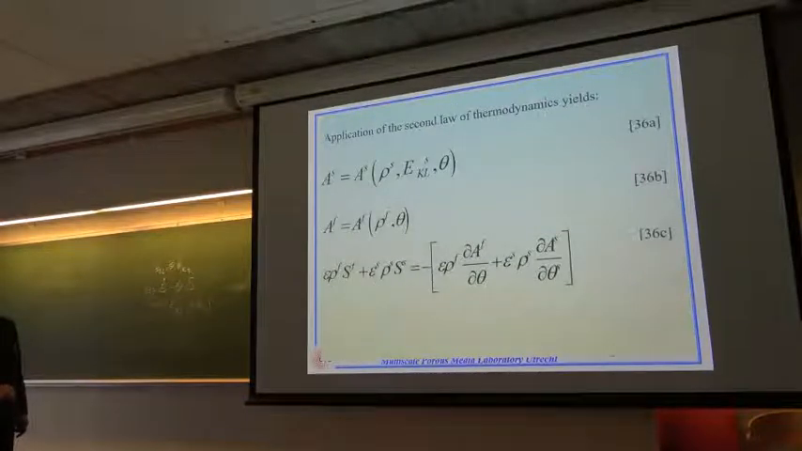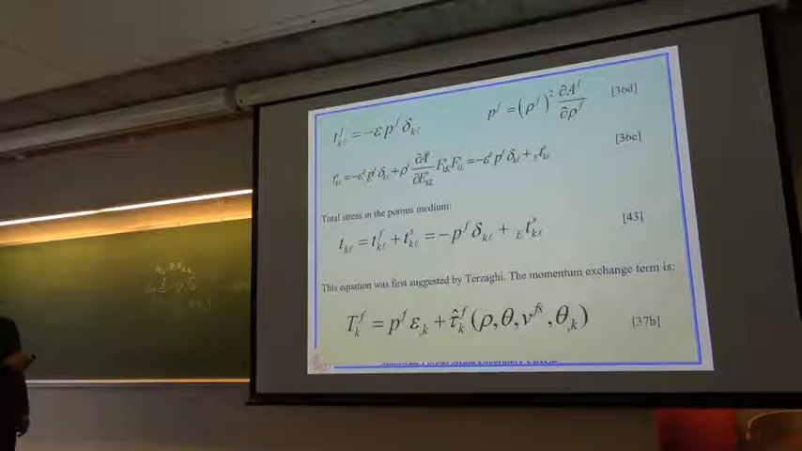And so if you go through the whole procedure, you will find that the solid free energy is a function of its density and its deformation, and temperature. The fluid is only a function of density and the temperature. The sum of the entropies must be related to the change of free energy of the whole medium with temperature.